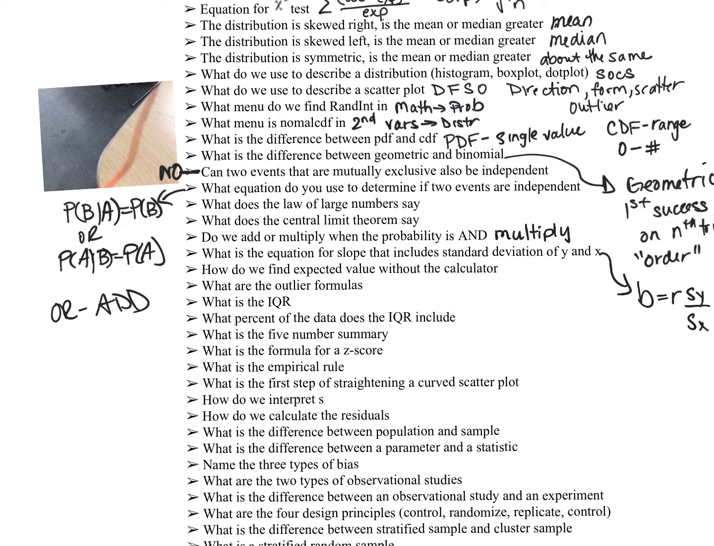Is r being multiplied by the numerator or by the whole fraction? The numerator. Yeah. So it's r times s_y all over s_x. Either way works, it doesn't matter. Just don't multiply it on the top and the bottom. You're going to end up with the same answer.